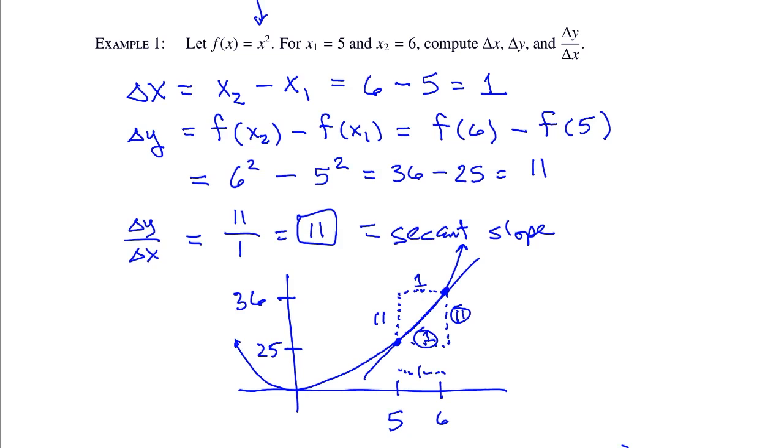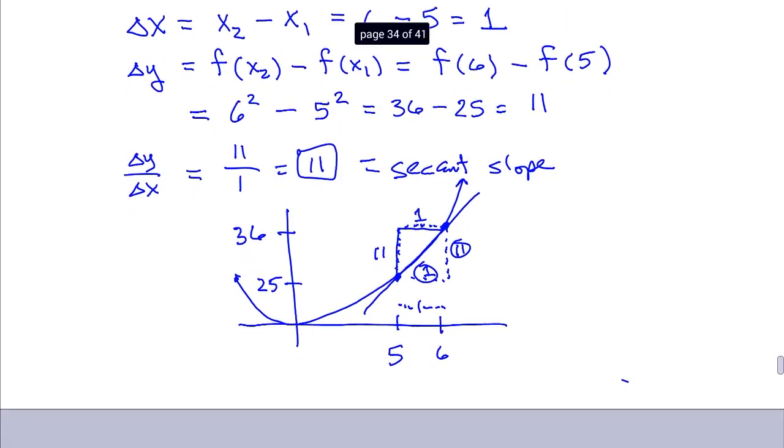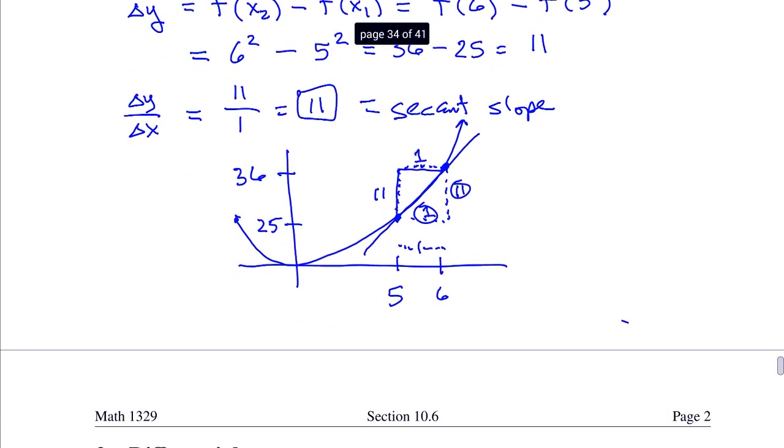The rise is delta y. It's the increment for y. The run is delta x. So you're rising and then you're running, and so that gives you the slope. Questions? Okay, page 2.